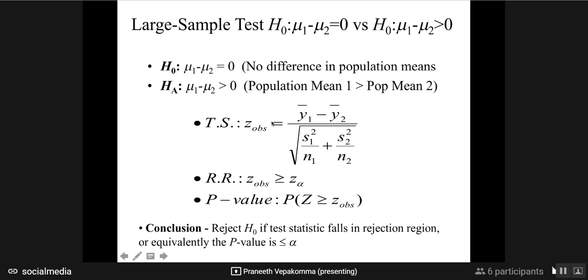So you have the test statistic. Now you know the distribution of this test statistic, that it's normal 0, 1. You have an alpha that you chose. Based on that, you know the rejection region. You know what the acceptance region is. Now, what is the p-value?